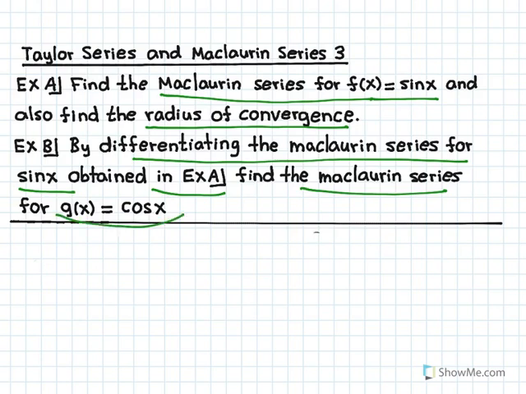So for part B, we're looking at the derivative of sine x, which is cos x. So once we find the Maclaurin series of sine x, we're just going to differentiate it, and by doing that, we can find the Maclaurin series for cosine x. All right, let's do part A first.